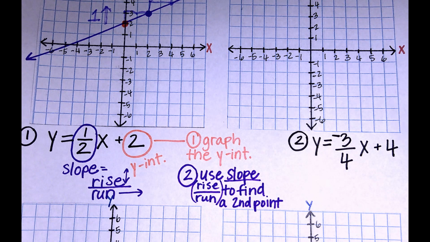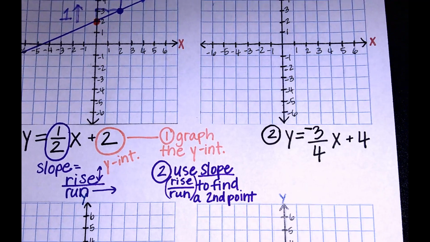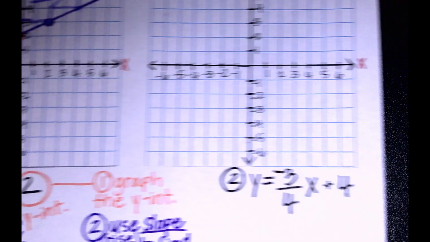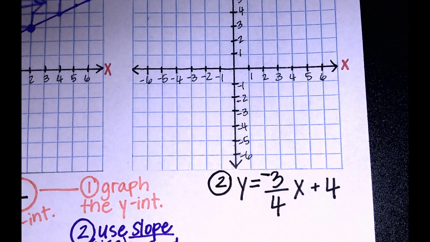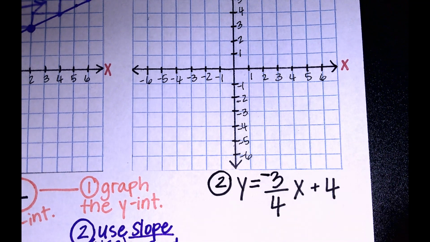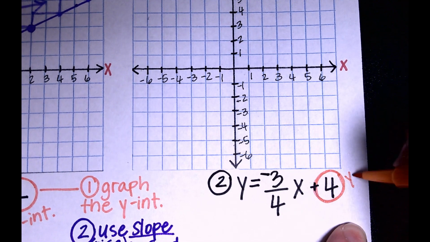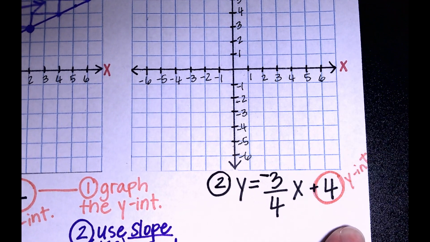So first we want to find which numbers are our y-intercept? Which number is my slope? Since we're going to graph the y-intercept first, let's find that first. What number in this equation tells me my y-intercept? 4. Positive 4. So I'm going to circle that and label it as my y-intercept.